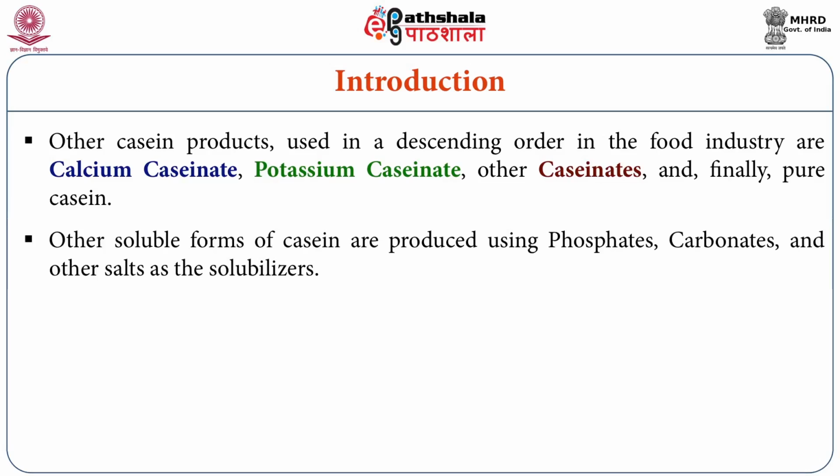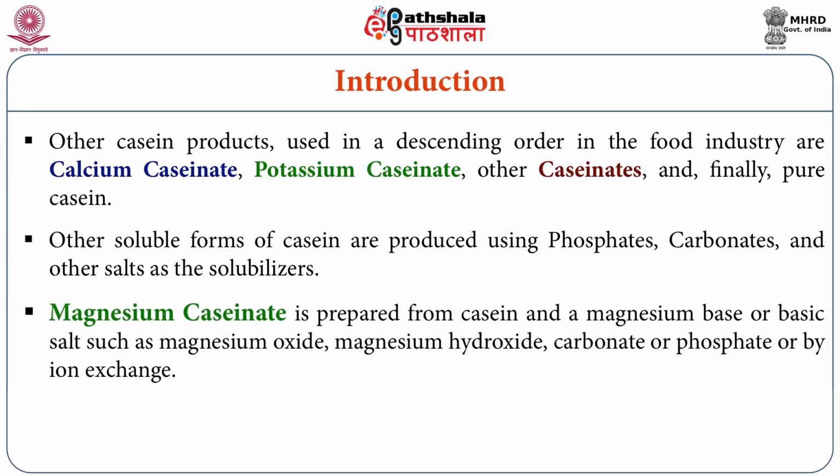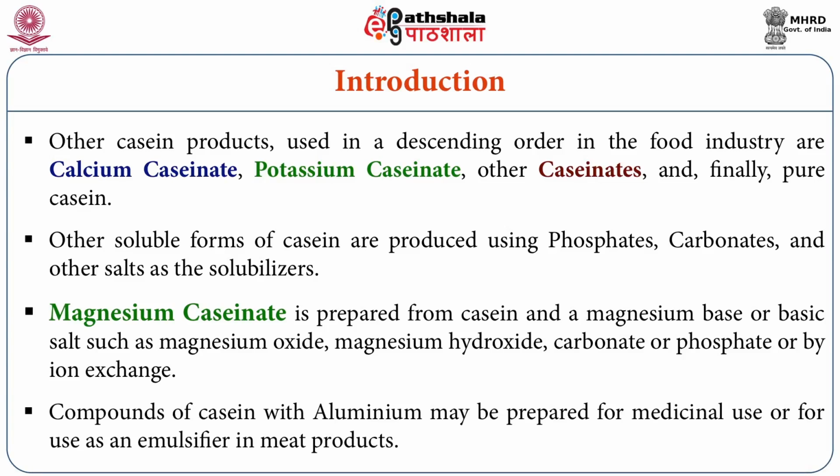Other soluble forms of casein are produced using phosphates, carbonates and other salts as the solubilizers. Magnesium caseinate is prepared from casein and a magnesium base or basic salt such as magnesium oxide, magnesium hydroxide, carbonate or phosphate or by ion exchange method. Compounds of casein with aluminum may be prepared for medicinal use or for use as an emulsifier in meat products.